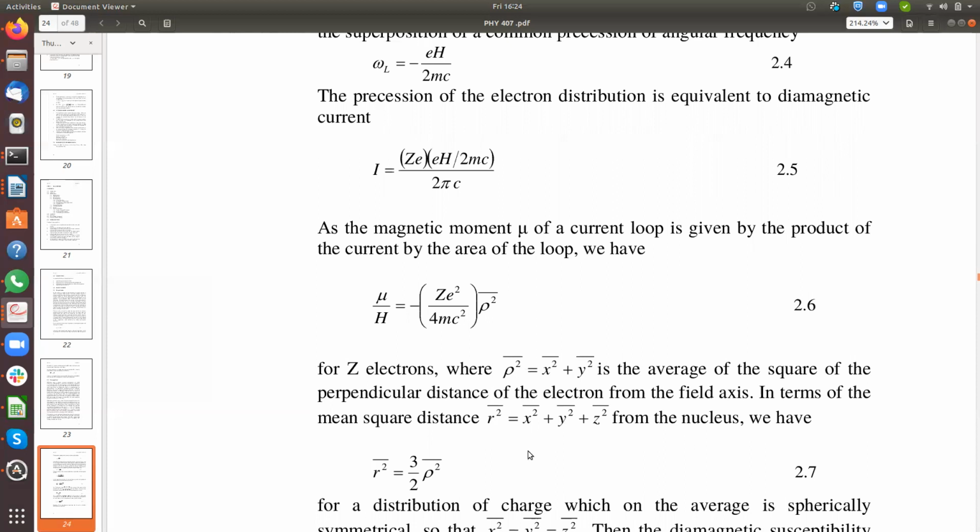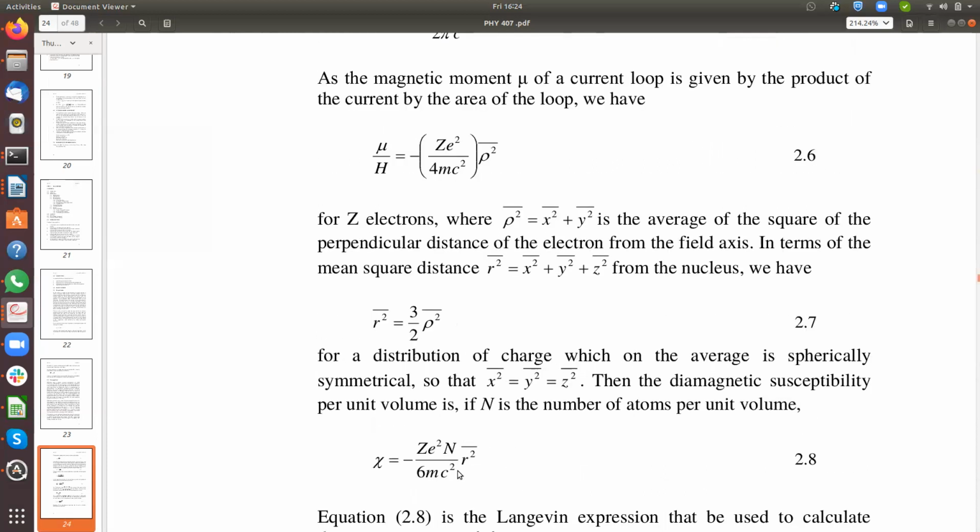So in terms of the mean square distance, r square, you can see what you have here now. This is when they consider them in a 3-dimensional concept: x square plus y square plus z square from the nucleus. We have r square equals this, for a distribution of a charge which, on the average, is spherically symmetrical, so that x square is equal to y square is equal to z square. What I'm trying to say here is that you have equal distance across all the symmetries. So in that case, the system is symmetrical, so the distances along x, y and z are equal.